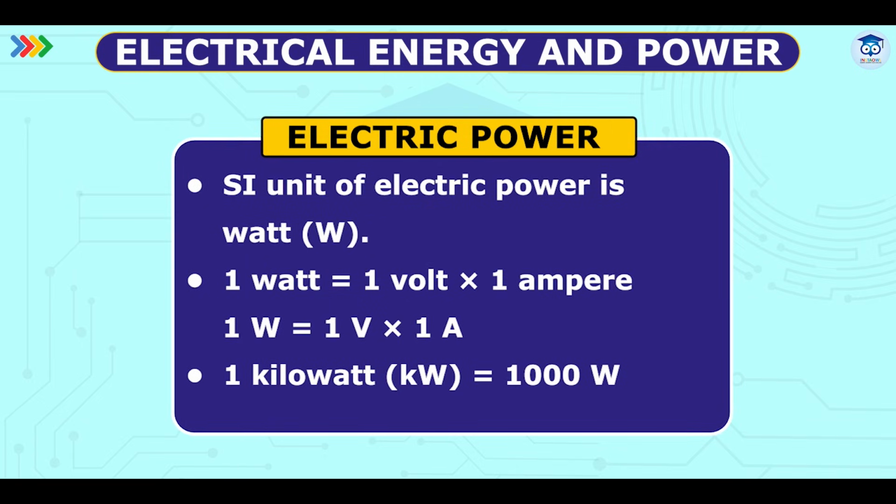The SI unit of power is watt, denoted by capital W. 1 watt is defined as the power consumed when 1 ampere of current flows through a potential difference of 1 volt. That is, 1 watt is equal to 1 volt into 1 ampere. Additionally, 1 kilowatt is equal to 1000 watts.